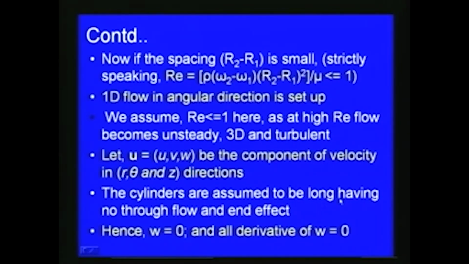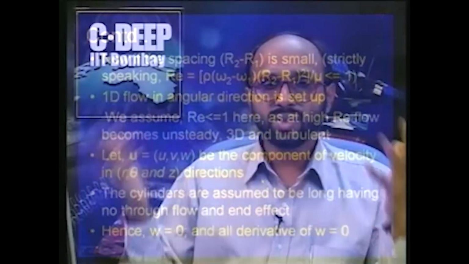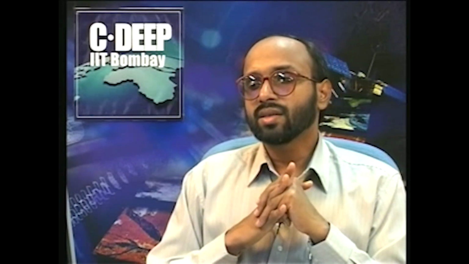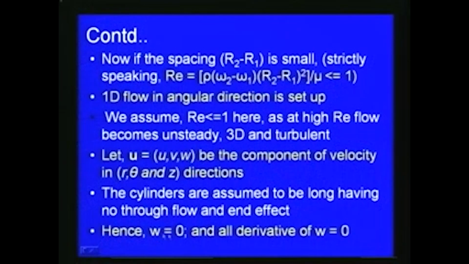The cylinders are assumed to be long, having no through flow and no end effects. So, for this typical problem, before using the Navier-Stokes equation and simplifying it to get an exact solution, we assume that there are no end effects and no through flow, and we can write w is equal to 0 and all derivatives of w are equal to 0, where w is the velocity component in the z direction.